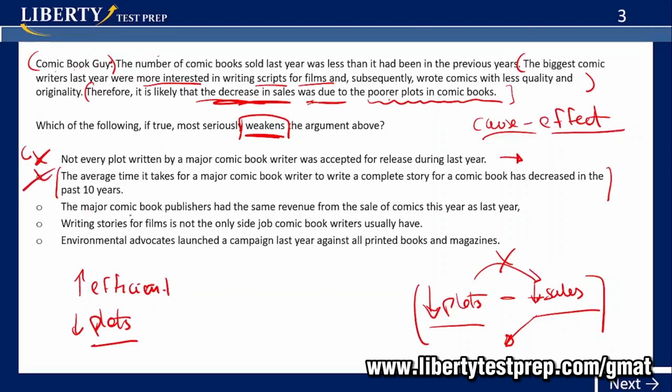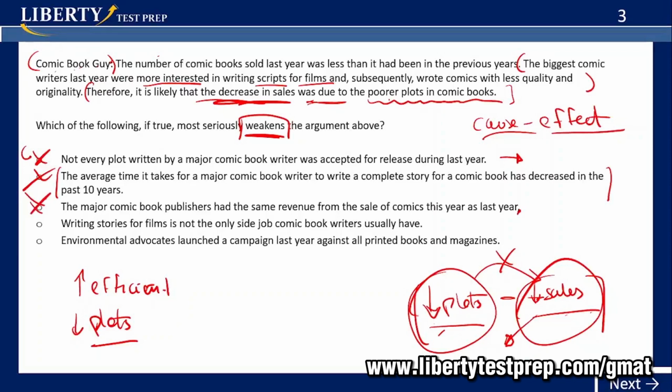Letter C. The major comic book publishers had the same revenue from the sale of comics this year as last year. Okay, so in this case, revenue from the comic book publishers. Does it let us assess the relationship between the decrease in the quality of plots and a decrease in sales? No, right? What does the revenue from the publishers have to do with this? So that's not our answer.